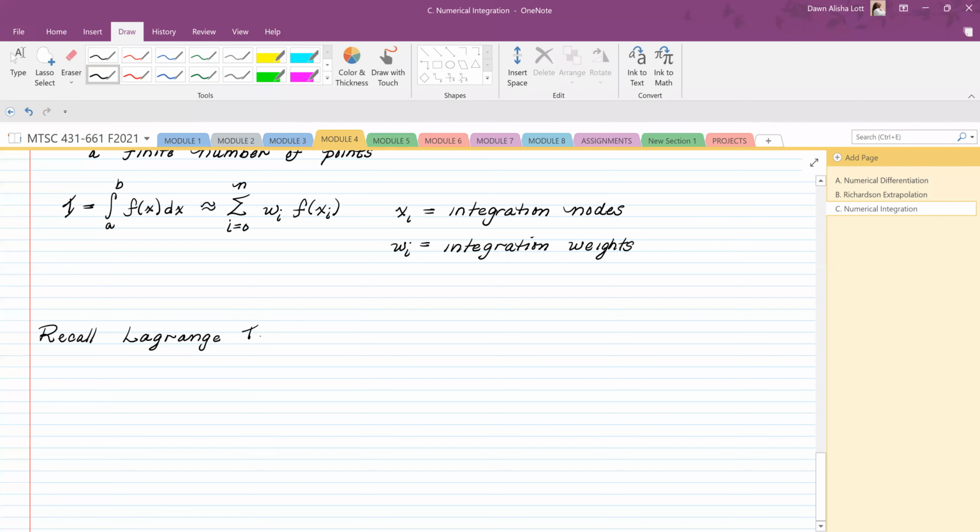I really like the way this material builds on what you've already learned.